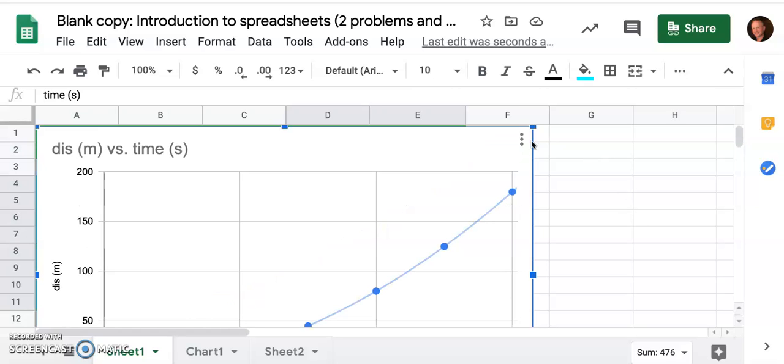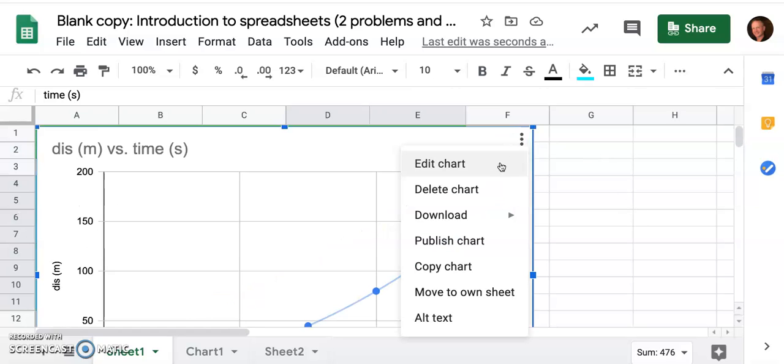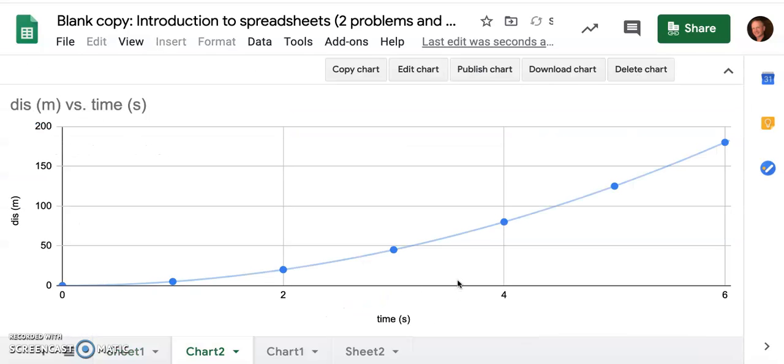Once again, we're going to select the 3 dots in the top right corner. You can move this to its own sheet, makes it a little easier to see. Your x-axis is labeled time in seconds. Your y-axis is the distance or displacement in meters. You have a title. And you can clearly see it's not linear. You have a quadratic fit, this little parabola curve that shows an increasing slope each second.